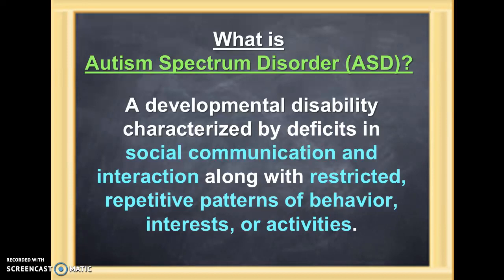It is present in early developmental periods, but may not become fully manifested until later on, many times due to social demands, or many times it's masked by learned strategies earlier in life. The characteristics cause significant impairments in social, occupational, or other important areas of functioning.